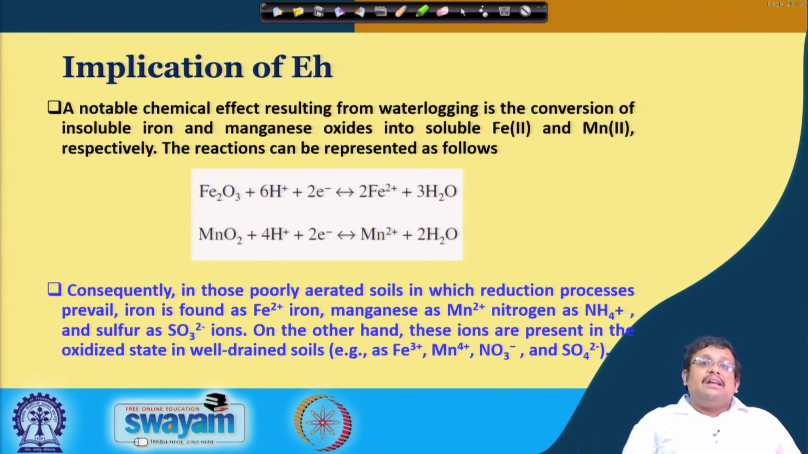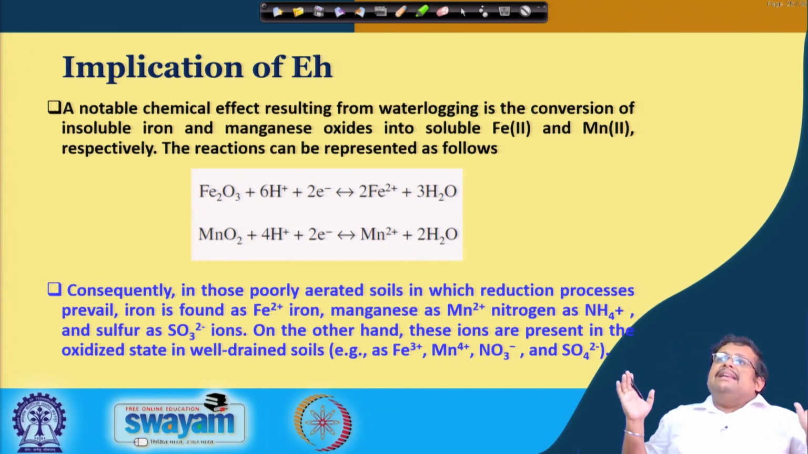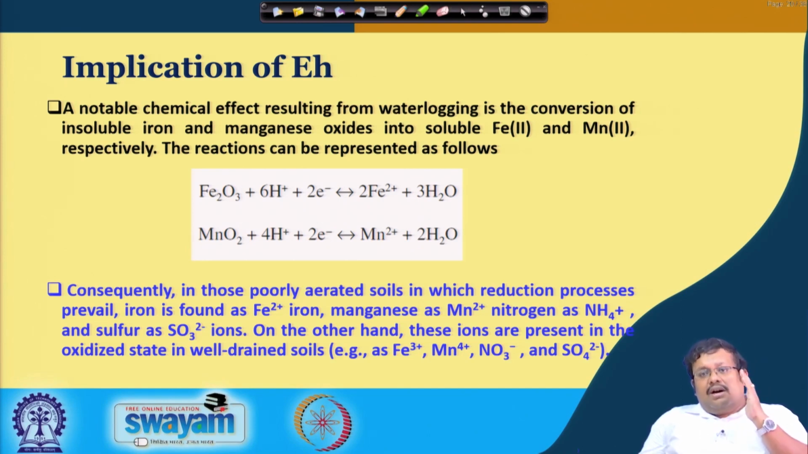On the other hand, iron and the other elements are present in oxidized states in well drained soil. In the oxidized state they will be present as Fe3+, Mn4+, nitrate and sulphate. So, basically these are some of the very important elements which show a profound influence of Eh in their conversion in waterlogged soils, and as a result their availability to the plant also changes. Remember, when they become more soluble, the plant can absorb them through their roots.